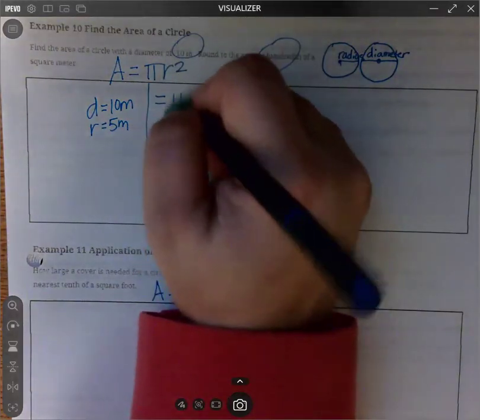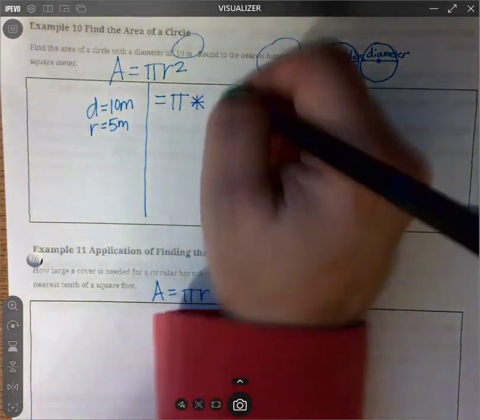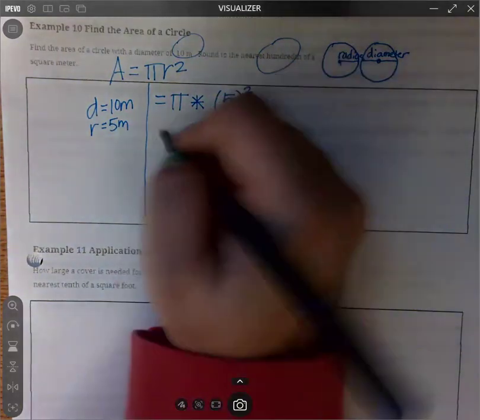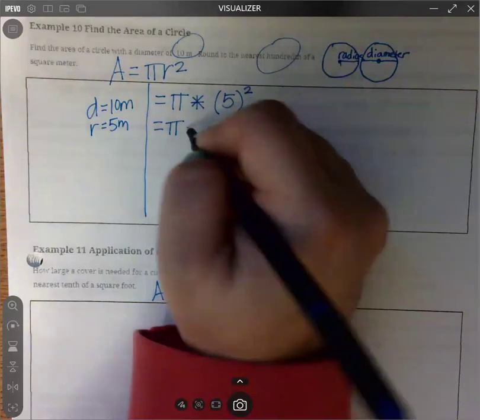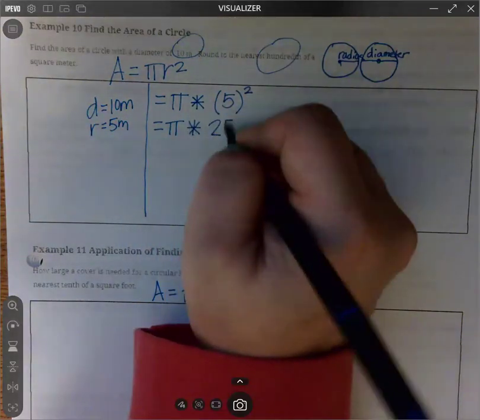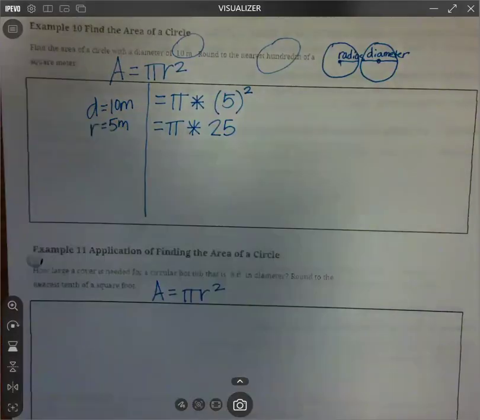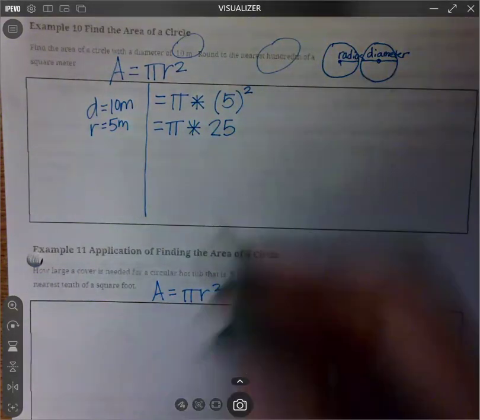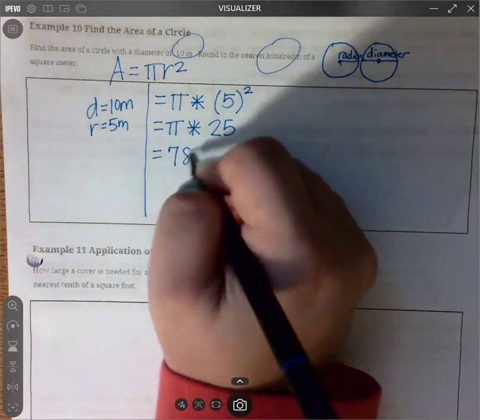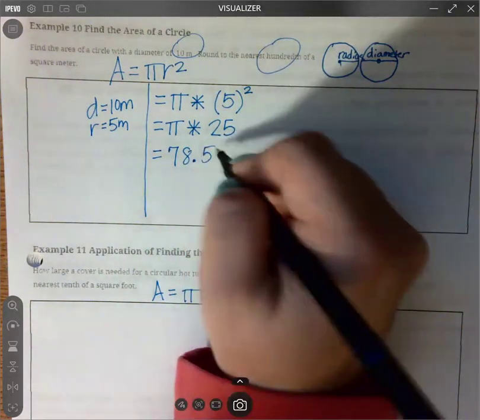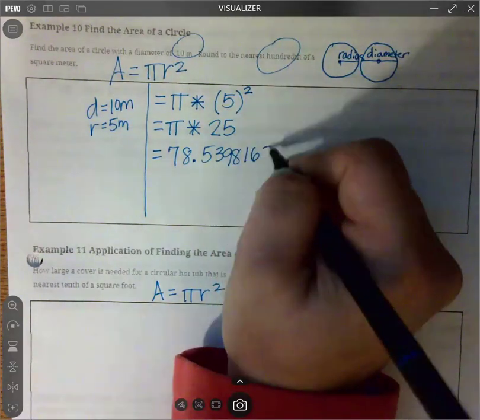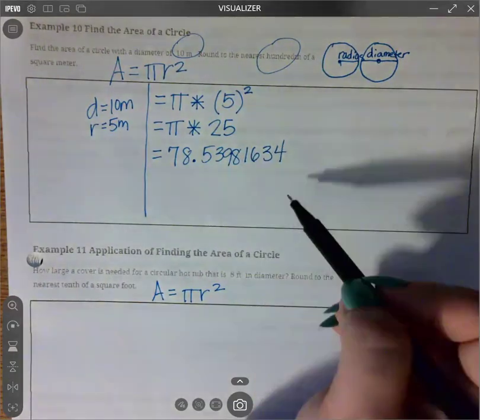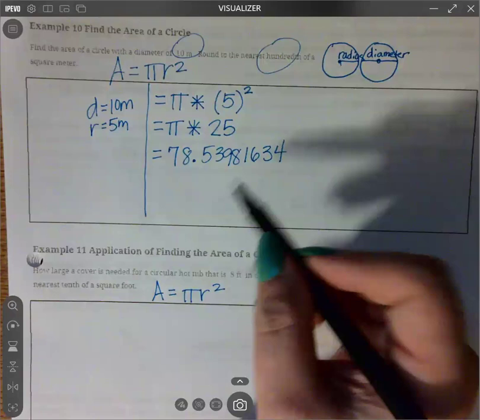Again, we'll use our pi button on our calculator, and then multiply that times the radius squared, or 5 squared, which really means 5 times 5, or 25. I'm going to grab my calculator and hit my pi button times 25. Hopefully you got the same answer, 78.53981634. I just write down all the decimal places so that you'll know if your calculator and mine are giving the same answer.